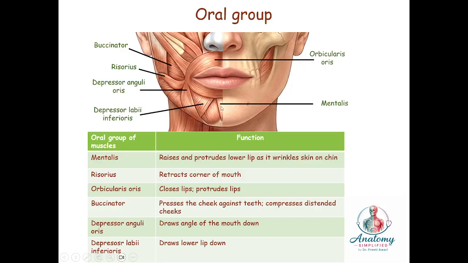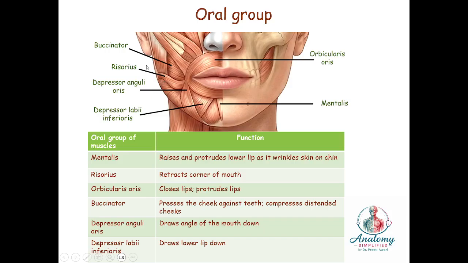We have muscles related to the lower lip, mentalis, a small muscle present in the middle, attached to the mental protuberance and going to the lower lip. So when this muscle will contract, it will raise and protrude the lower lip and produce wrinkles on the skin on the chin.